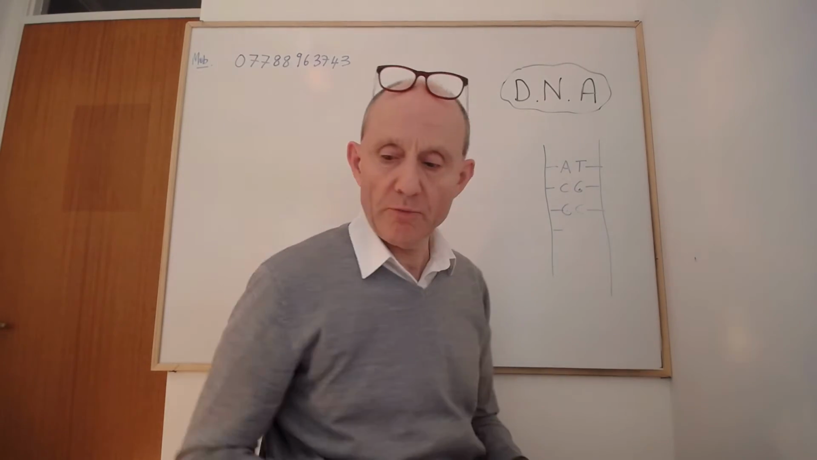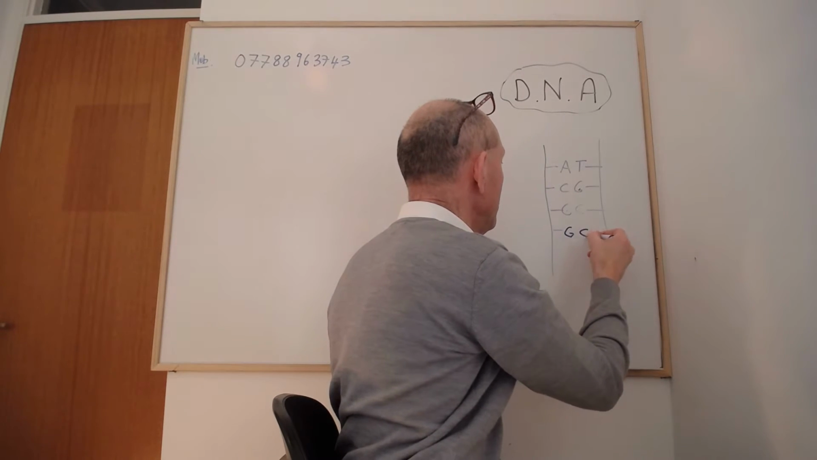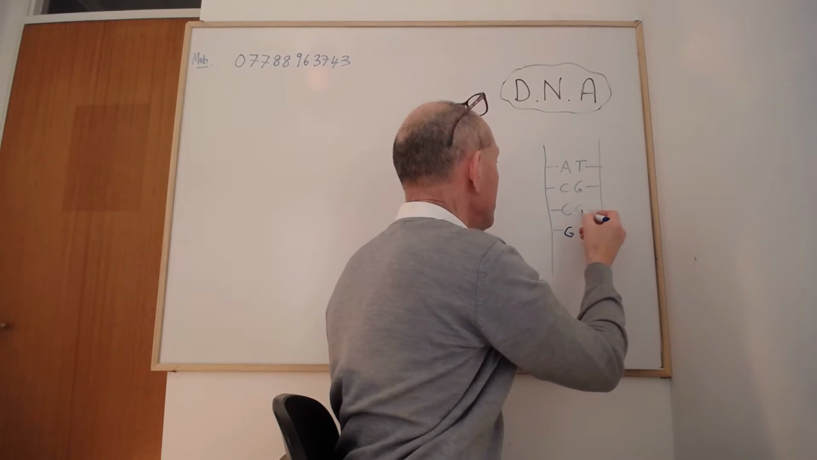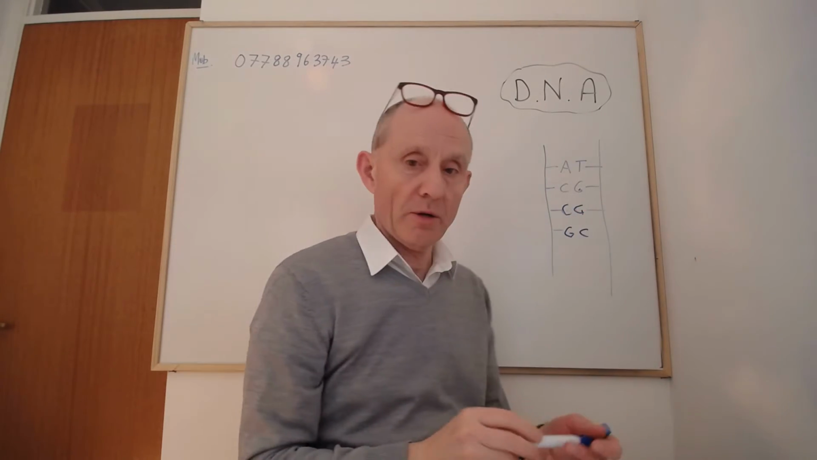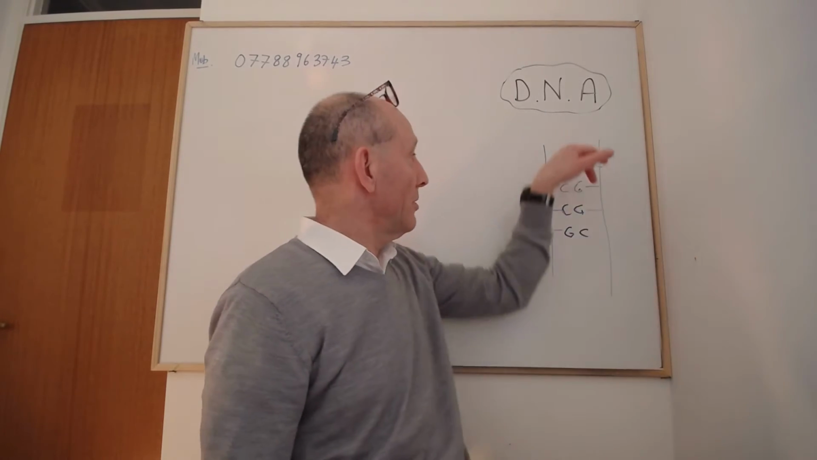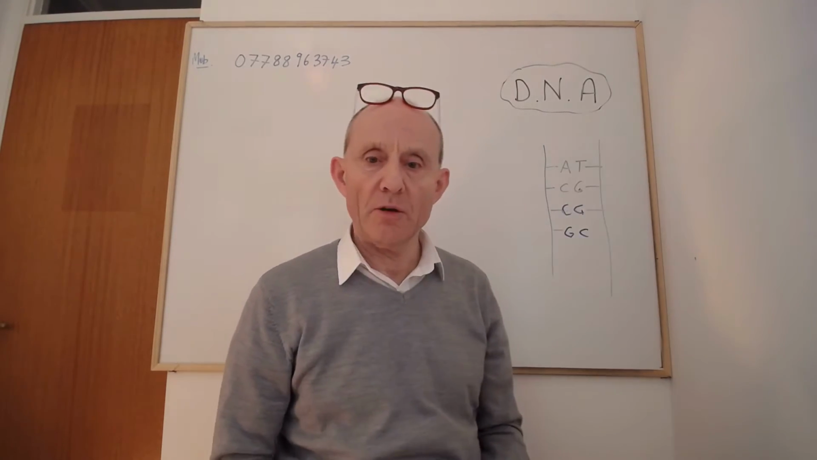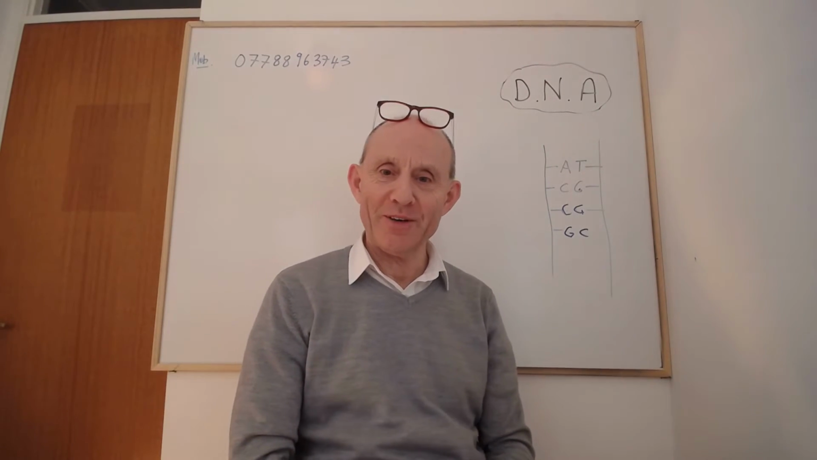And that was something you learned at GCSE. C matched with G, and G matched with C, and so on and so forth. So the most important aspect of the DNA molecule was actually these bases. It wasn't the outsides of the ladder that were important. It was, as it were, the rungs of the ladder, which are made up of the bases.